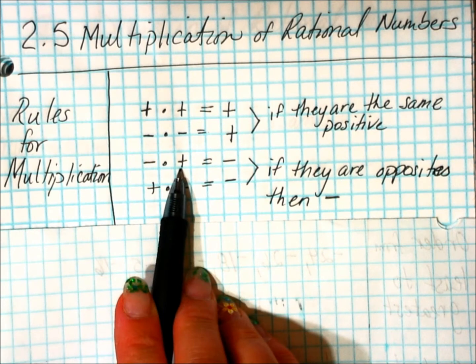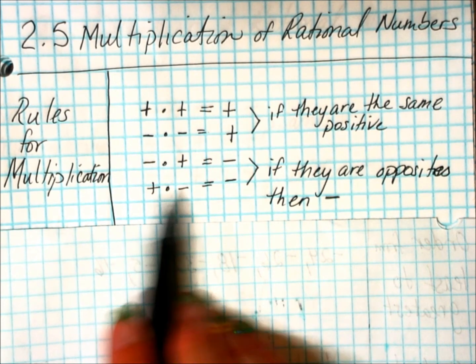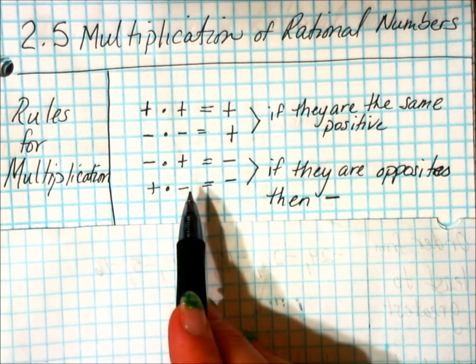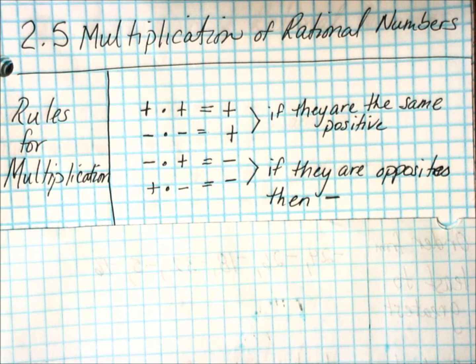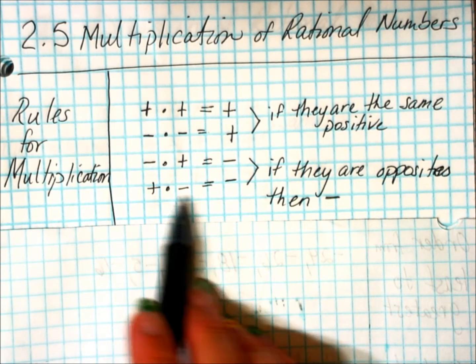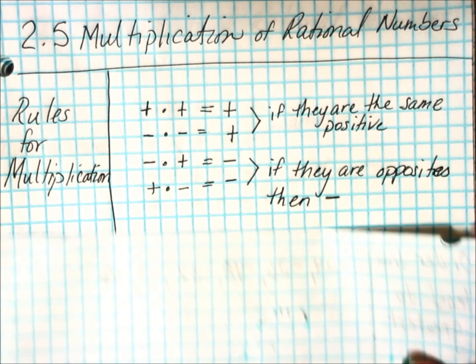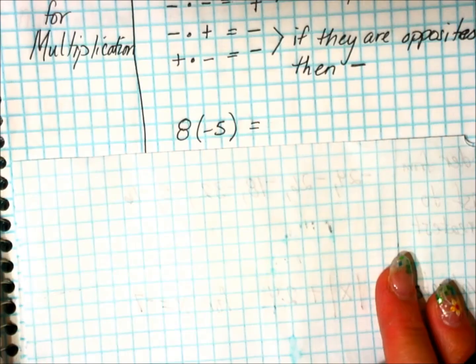A negative times a positive, or a positive times a negative, is a negative. So if the two signs are different, or opposites, it's kind of hard when you're looking at it, it's not a number, but it's one positive, one negative, then you're going to get a negative number as your answer. So let's do some of these problems together.